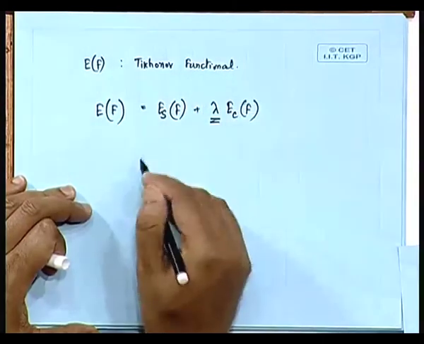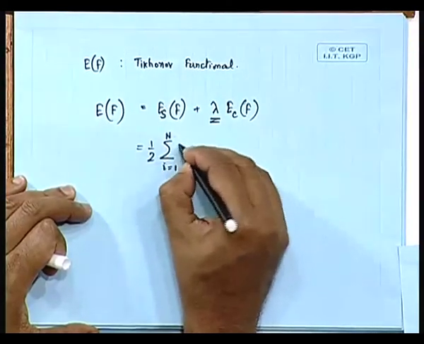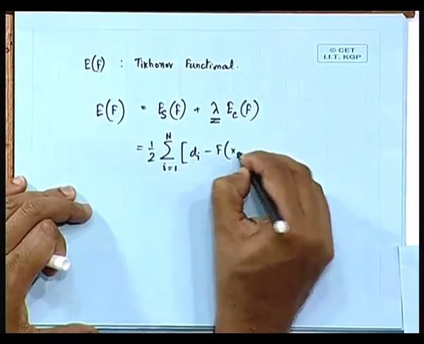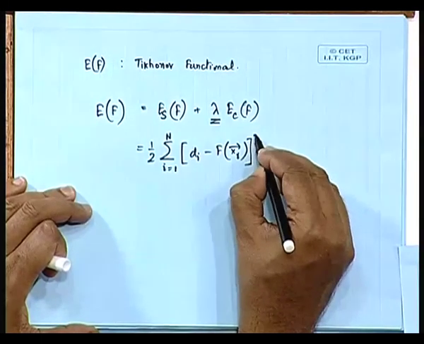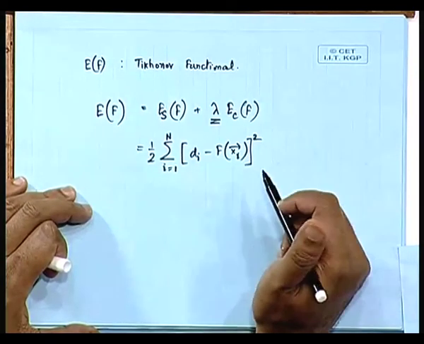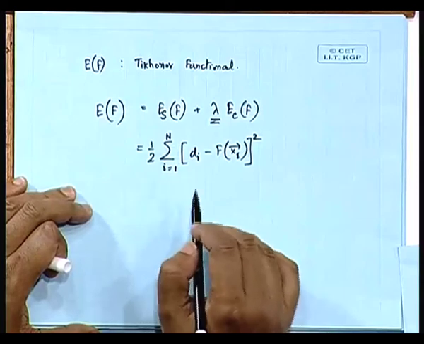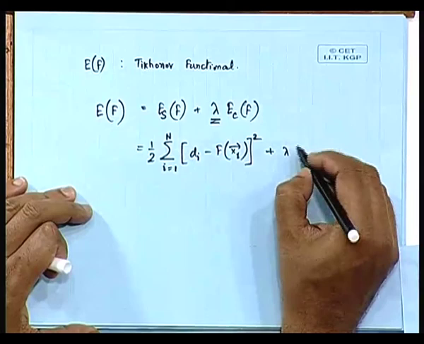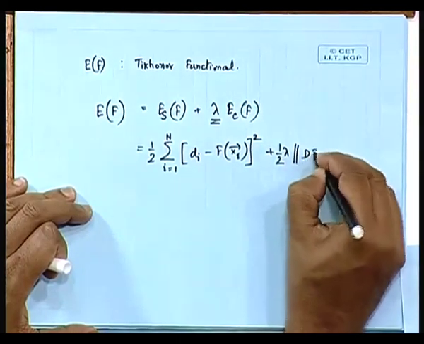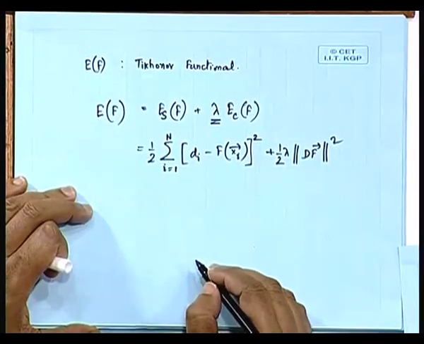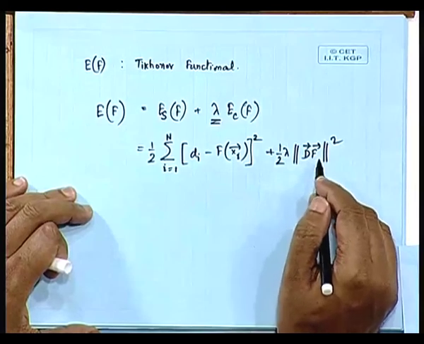So, we had shown in the last class that Es of f will be expressed in the standard way as half times summation of i equal to 1 to n of di minus f of xi, given that we have n number of test patterns ranging from x1 to xn, and di being the corresponding desired output. So, it is di minus f of xi whole square, which is the standard error term, and we sum it up for all i equal to 1 to n. Plus we had lambda times Ec of f, which is written as half of lambda times the squared norm of D of f, where D is the differential operator.